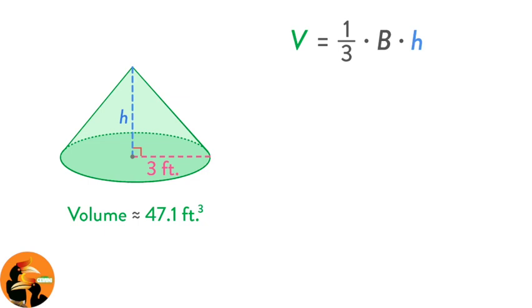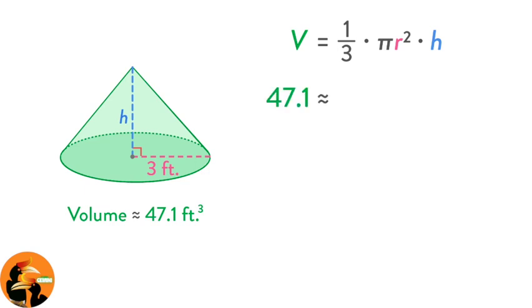The base of a cone is a circle, so what is the area of a circle? Pi times the radius squared. You'll often see the volume formula for cones written like this: 1/3 pi r squared h. To find the height, we just plug in what we know and solve for h. Let's give it a try.